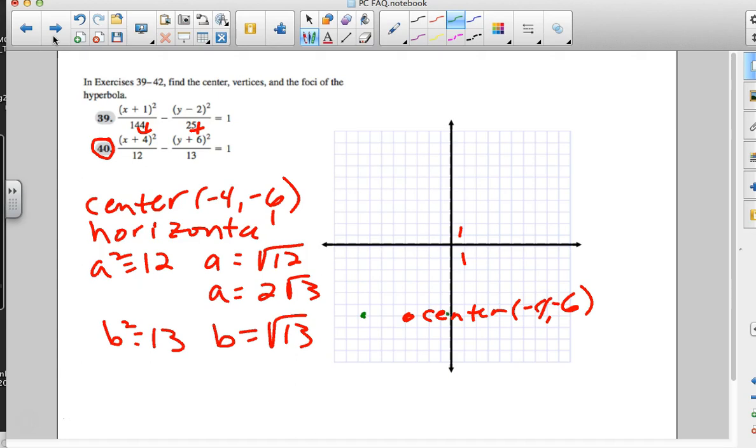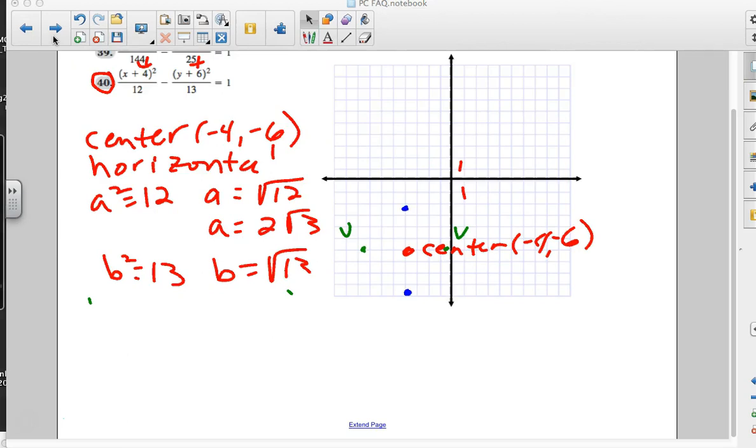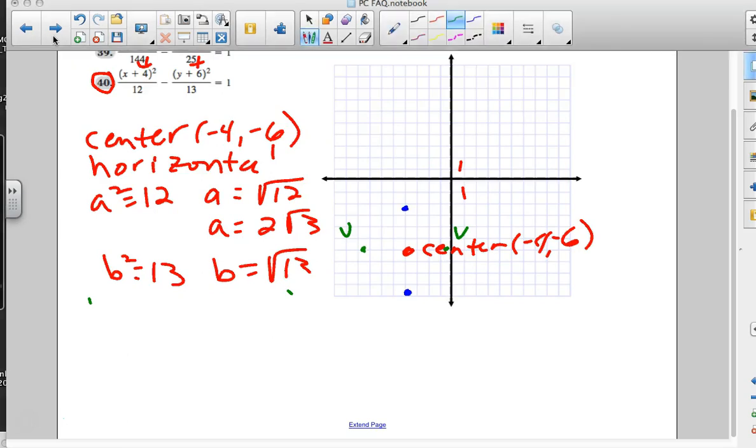1, 2, 3.464, right there. All right, now let's write coordinates for those vertices. When we put it on there visually like that, it helps us realize the x value, because these are lined up horizontally. The x value is what's going to change. So -4 plus or minus 2 square roots of 3 and -6 for our vertices.